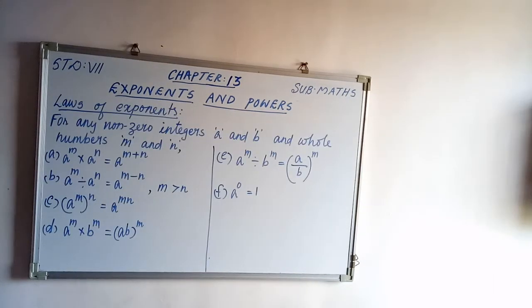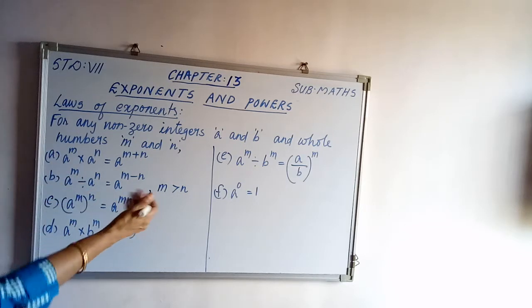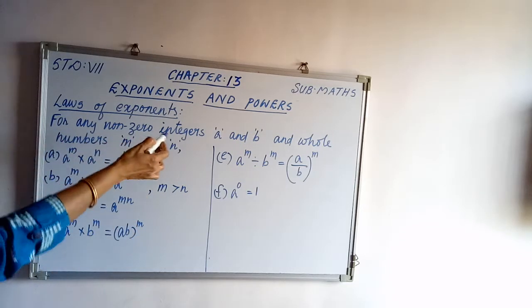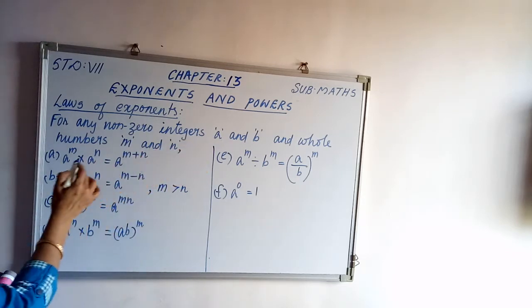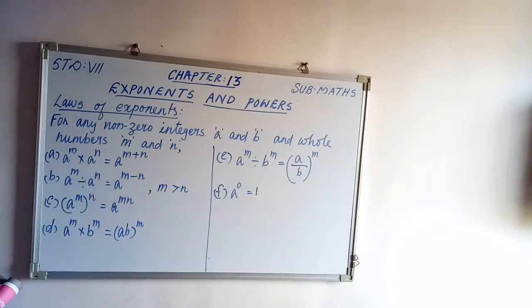Numbers in exponential form obey certain laws. These laws are written here on the board. For any non-zero integers a and b and whole numbers m and n. So a and b are the non-zero integers and m and n are whole numbers.